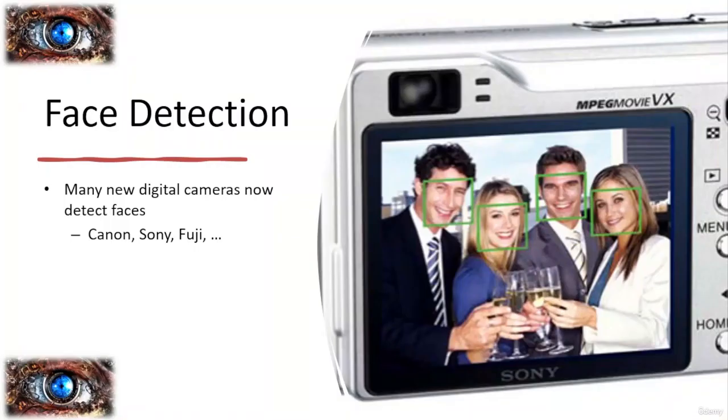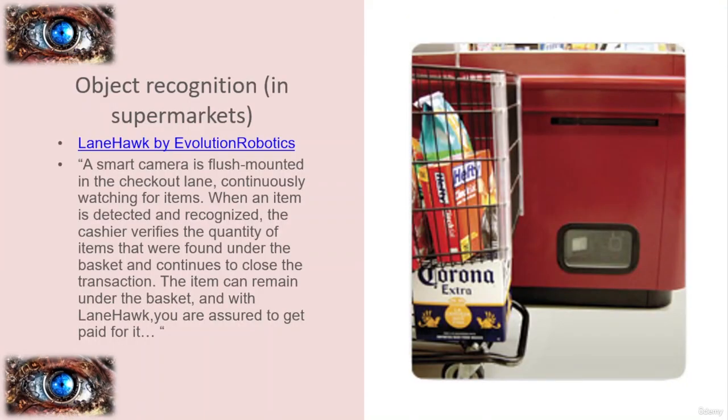Computer vision is used for face detection. Nowadays, many new digital cameras can detect faces. Computer vision is used in supermarkets for object recognition. In the supermarket, a smart camera is flush mounted in the checkout lane, continuously watching for items. When an item is detected and recognized, the cashier verifies the quantity of the items that were found under the basket and continues to close the transaction.